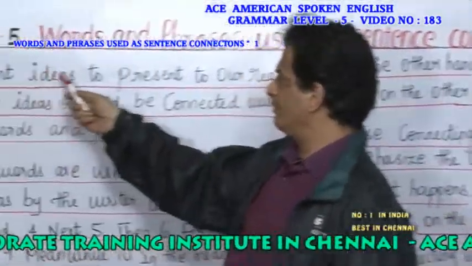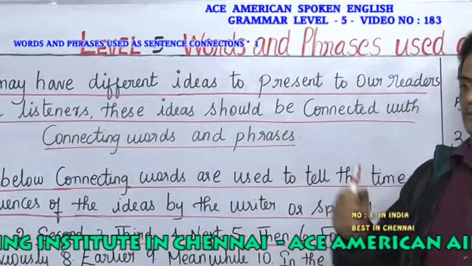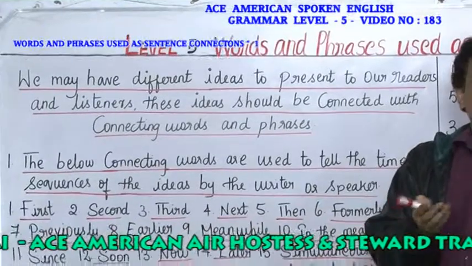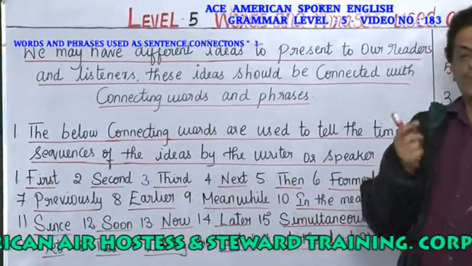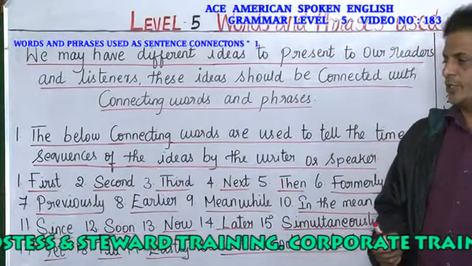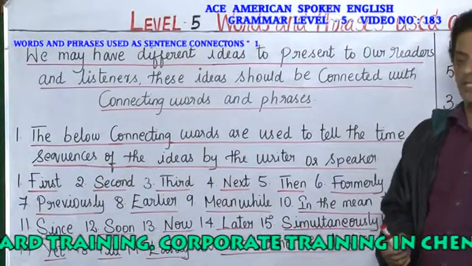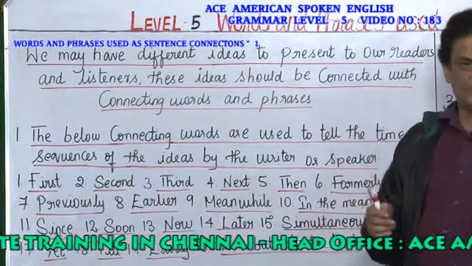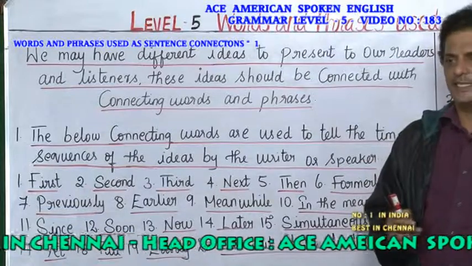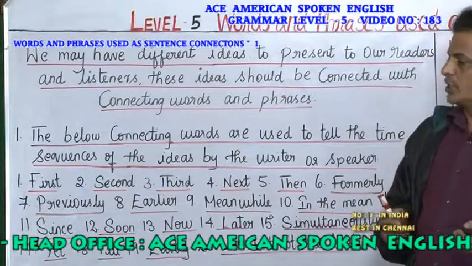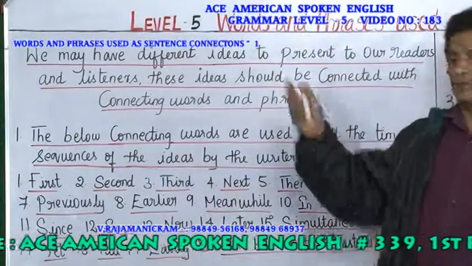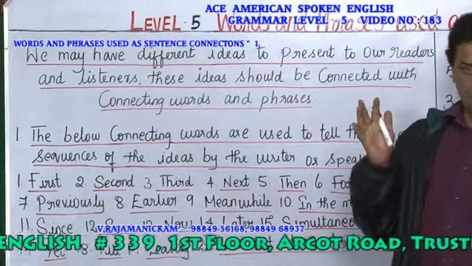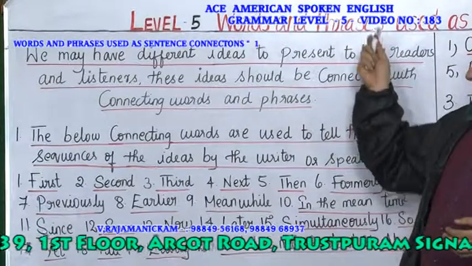Now see, we may have different ideas to present to our reader. Reader means who reads what you have written. When you want to write, for example, a letter to your brother, or to the principal, or to a manager, you want to give a lot of ideas. A lot of ideas means 10 ideas, 20 ideas, 30 ideas. You want to start a business in Chennai, so you want some money. You want to apply for a bank loan. So you are writing all those things to the manager, and you want to make your reader understand.